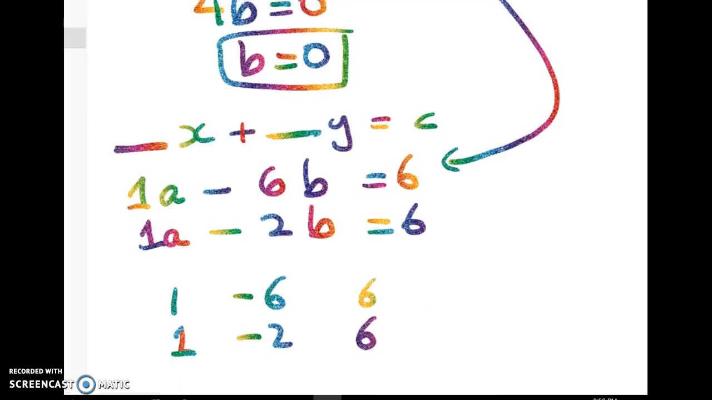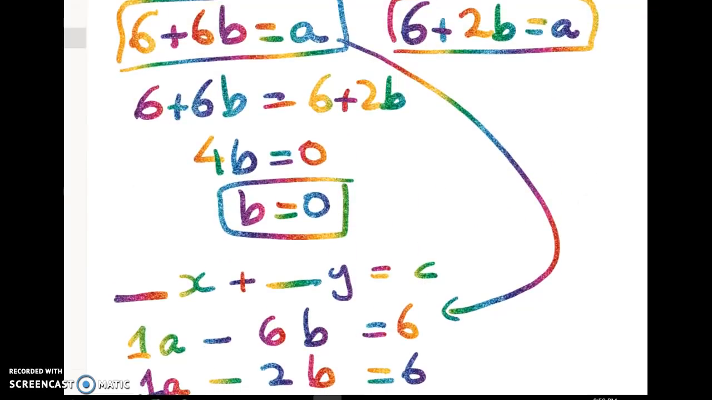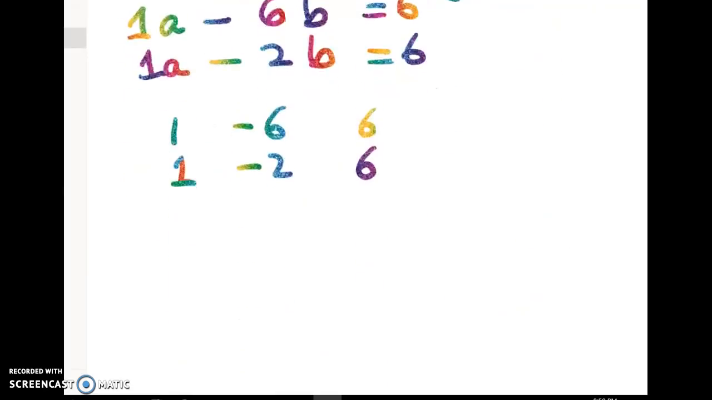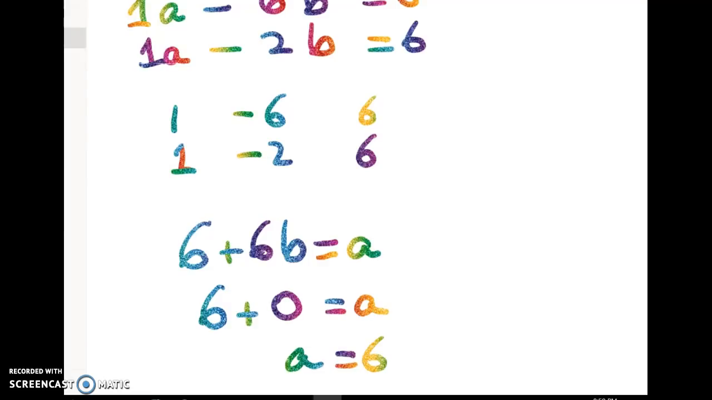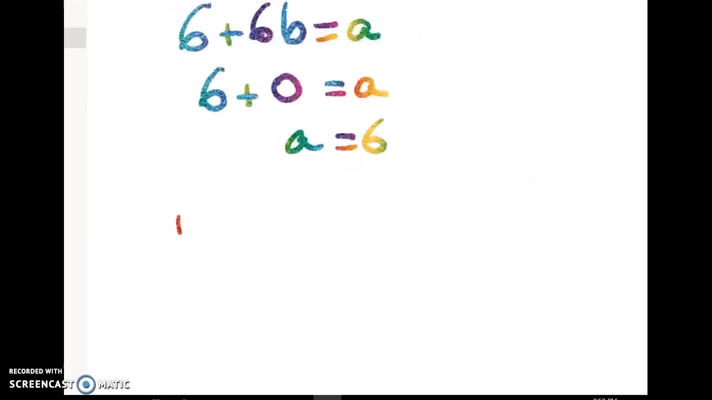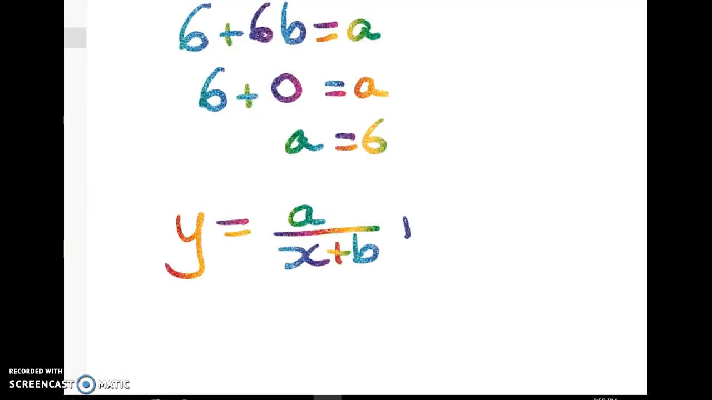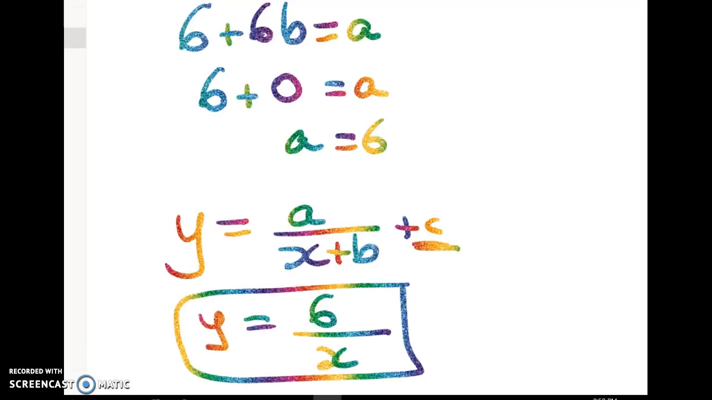Okay, so what's that told me? Well, it's told me that b is equal to 0. So now I need to find a. And I've got 6 plus 6b is equal to a. So 6 plus 0 is equal to a. a equals 6. So let's now go back to my general form, and I've got y equals a over x plus b plus c. And I guessed that c was 0. So now I've got y equals 6 over x. Now, that is exactly what I put into GeoGebra when I made that graph.